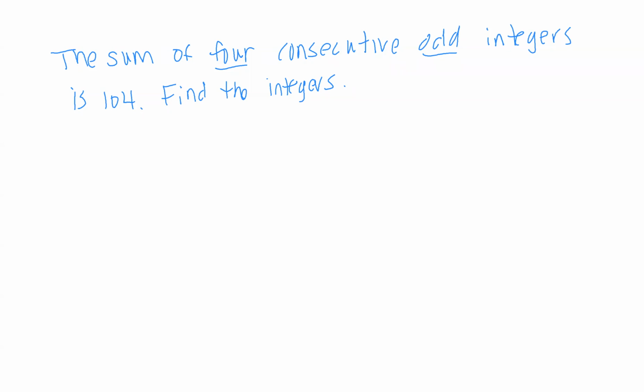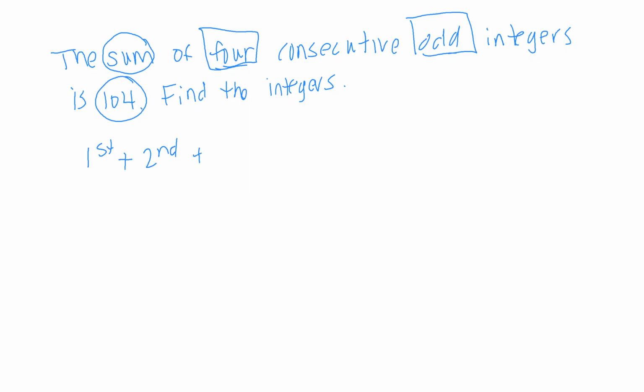So we're dealing with a sum. That means we're adding. We are adding 4 consecutive odd integers, and that sum has to be 104. So I've got my first integer. I'm going to add it to my second integer. I'm going to add that to my third and my fourth integers, and that has to all equal 104. Okay. So if you like this horizontal setup better than the vertical one, knock yourself out. You do whatever is going to be the best for you.